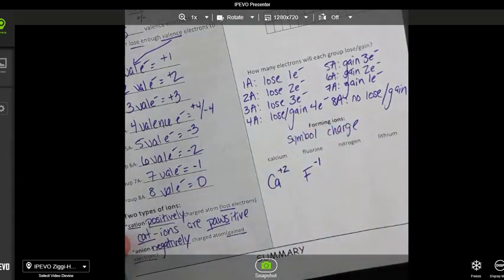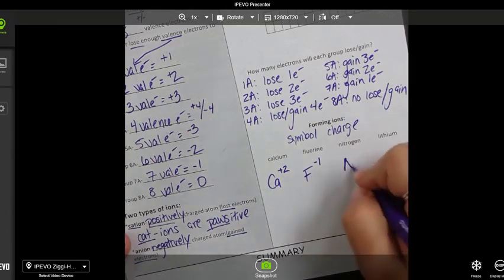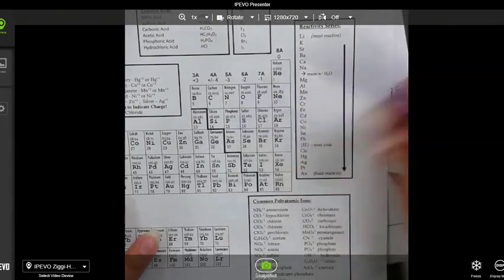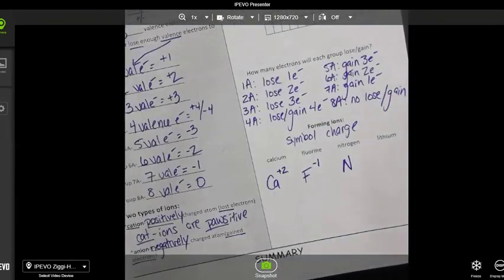All right, nitrogen. Nitrogen is in group 5. Here's group 5. It has 5 valence electrons. What is it going to do? Is it going to lose 5 or is it going to gain 3 electrons? It's going to gain 3 electrons. So if it gains 3 electrons, it has 3 more electrons, so it's -3.